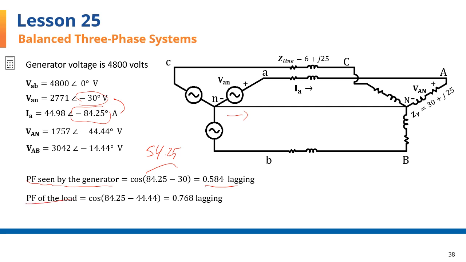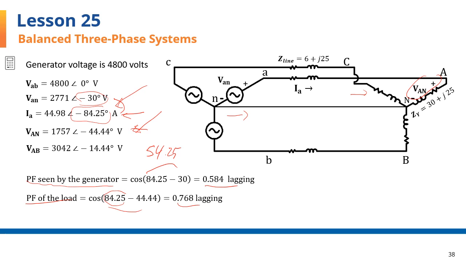And another power factor, and that's the power factor of the load itself. That's calculated similarly. We'll take the difference between the angle of the current and the angle of the VAN at the load, and that one is 44.44 degrees. The cosine of the difference comes to 0.768, and lagging again because the angle for current is less than the angle for the voltage. In other words, the current lags the voltage.